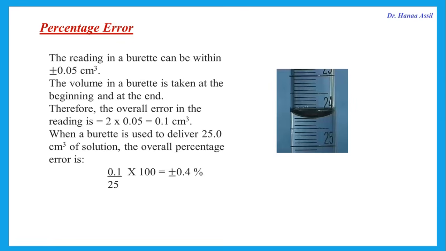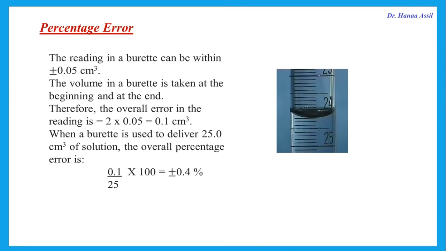24.2 centimeter cubed. You should know how to calculate percentage error or percentage uncertainty. Now, when we're taking readings in a burette, you should realize that we take an initial reading and a final reading. Now, if we are told that the error in each reading is plus or minus 0.05 centimeter cubed, but we read it twice, so that should be times 2, and we'll be required to get, for example, what is the percentage uncertainty for a certain reading.